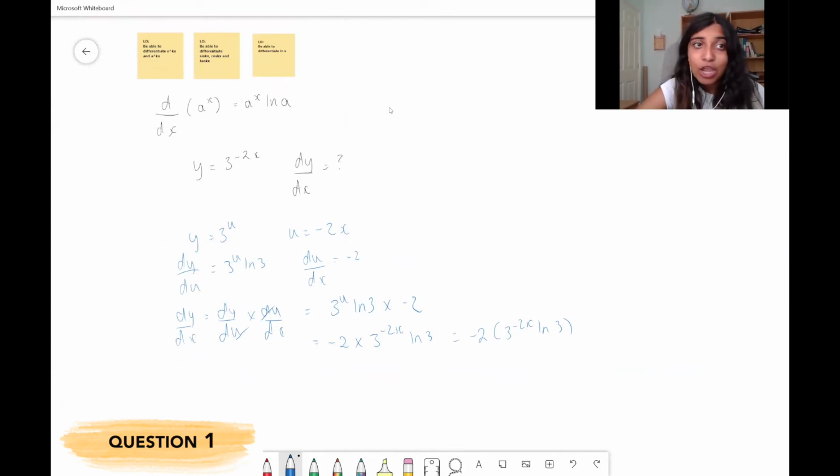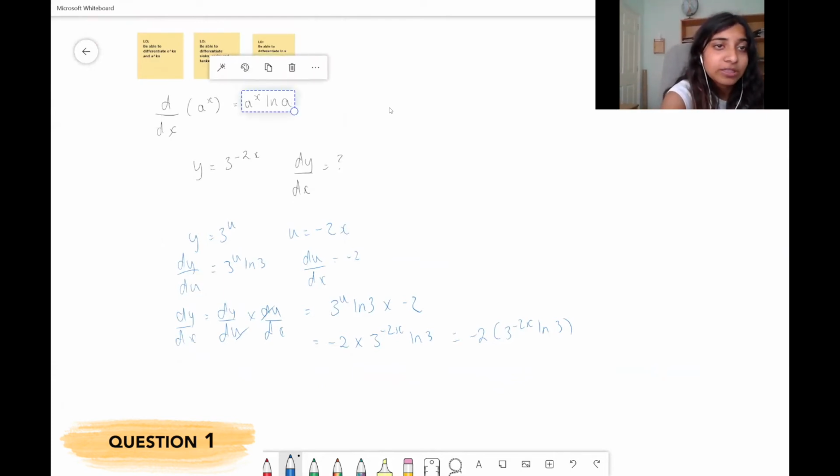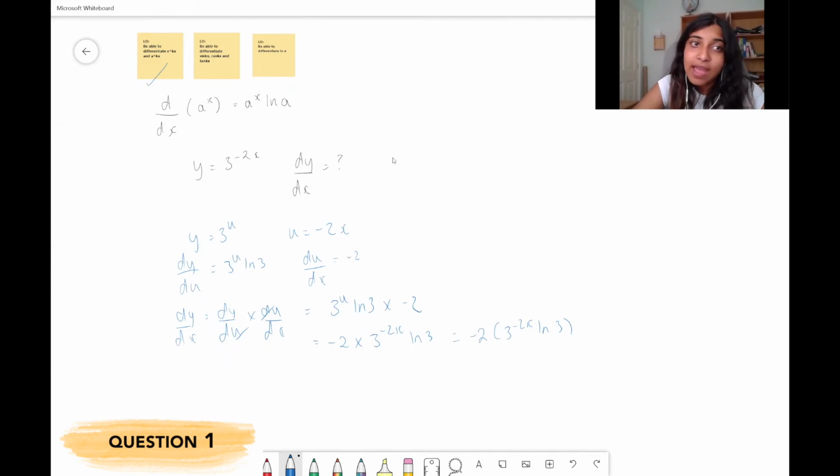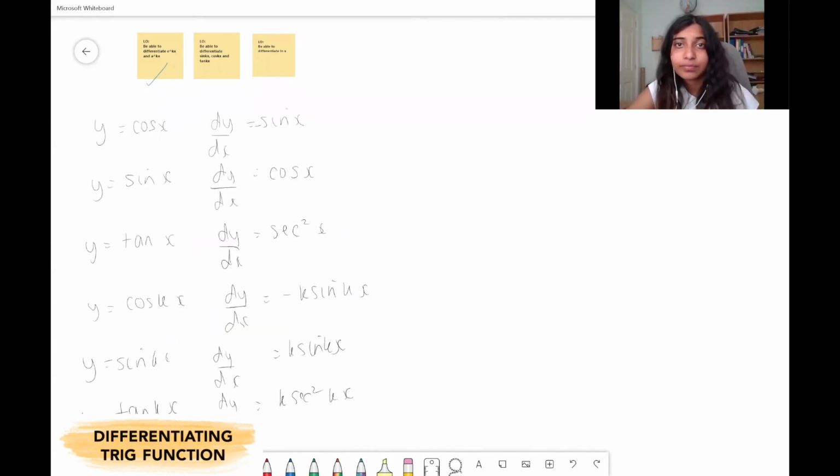So now that we've been able to differentiate e to the power of x and a to the power of x, let's move on to differentiating sine x, cos x, and tan x. So we have each of our trig functions and their derivatives here. If y equals cos x, then dy over dx is just minus sine x. And similarly, if you have y equals cos kx, your dy over dx is just minus k sine kx.